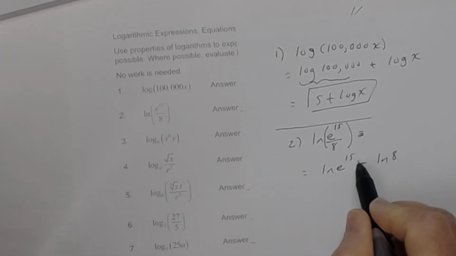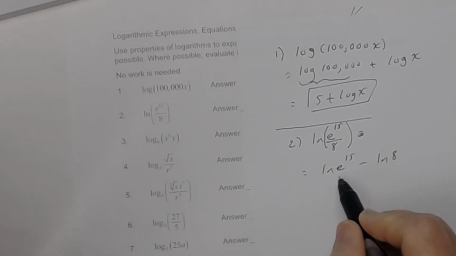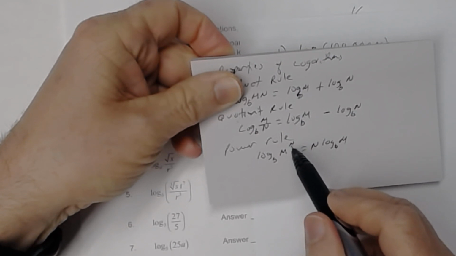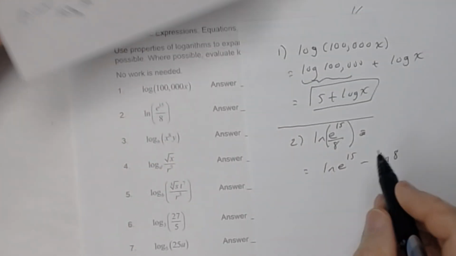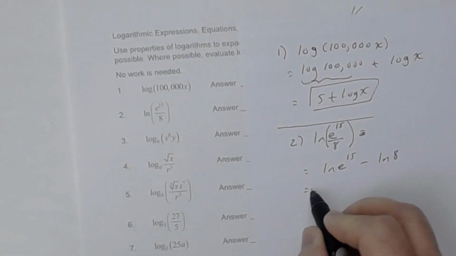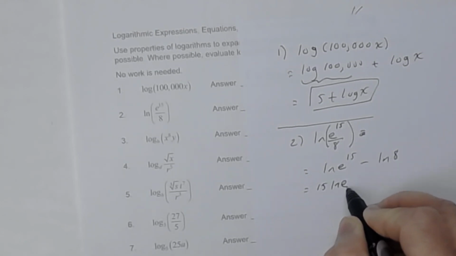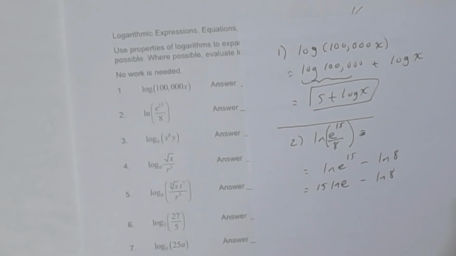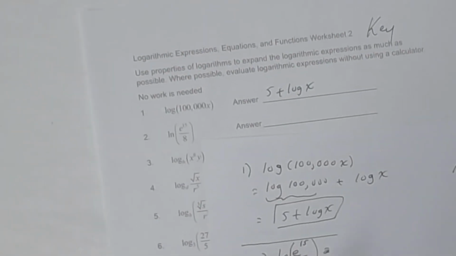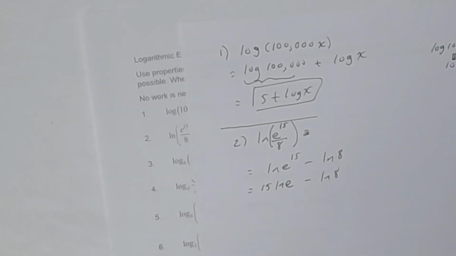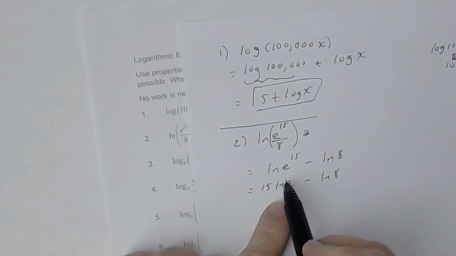Now look at this right here. I can go further with this because I can use the power rule. So the power rule says I can take that exponent and write it as a product. So I can take 15 here, and I can write the natural log of e to the 15th as 15 times the natural log of e, and then minus the natural log of 8. Okay, now you need to recognize when it is possible to simplify, when it is possible to evaluate log expressions without using a calculator. In this particular case, you need to remember what the natural log of e is.